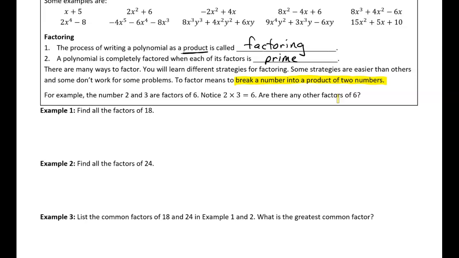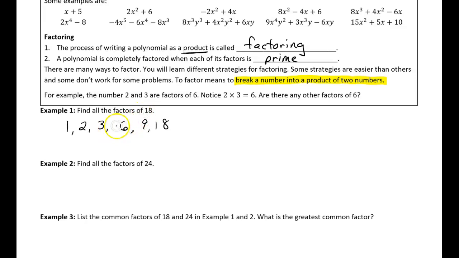So let's look at example 1. We want to find all the factors of 18. So looking at 18, right, it's a pretty nice number. I know the numbers 1 and 18, when I multiply them together, that gives me 18, right? So there's a couple of factors. I can also do 2 times 9. That'll give me 18 when I multiply. And then what else do we have? We have 3 times 6 also gives me 18.